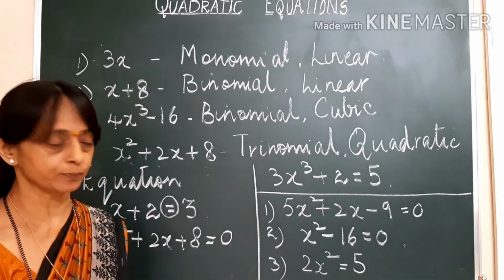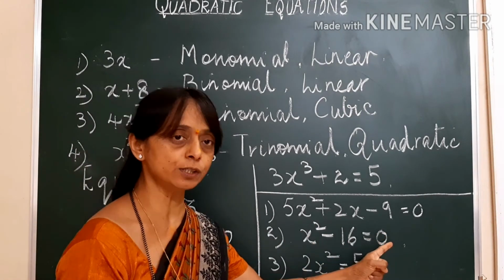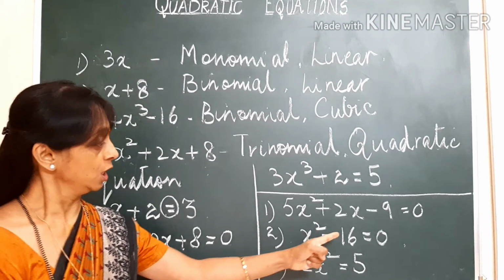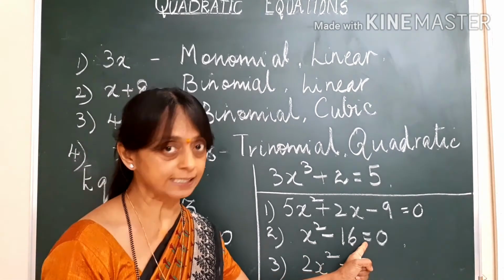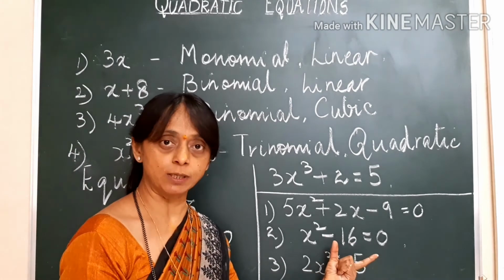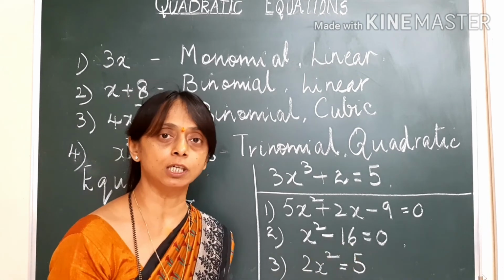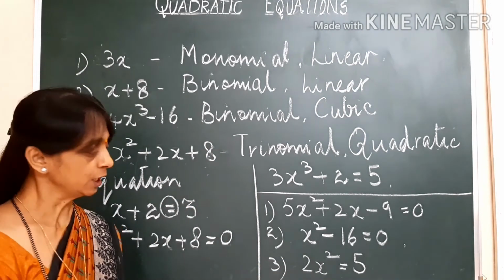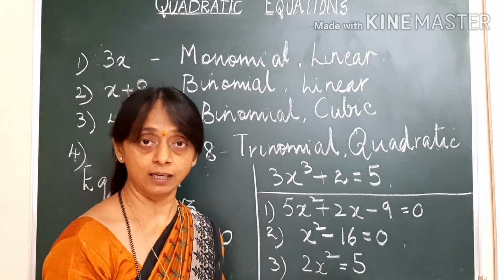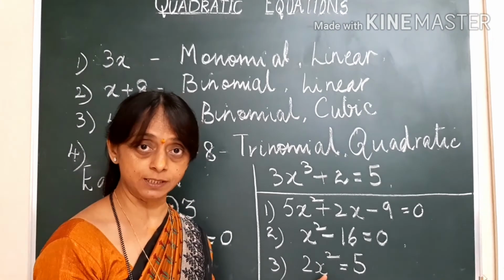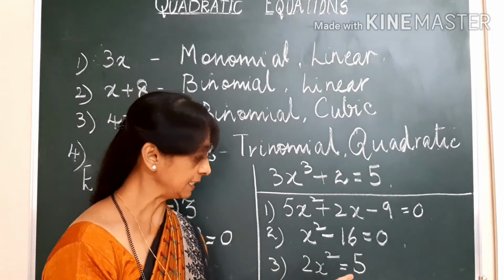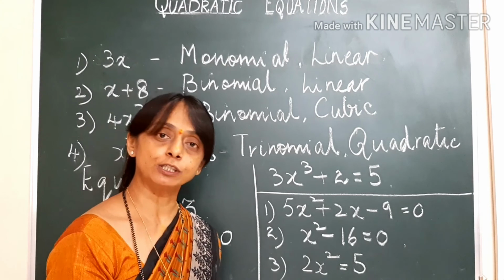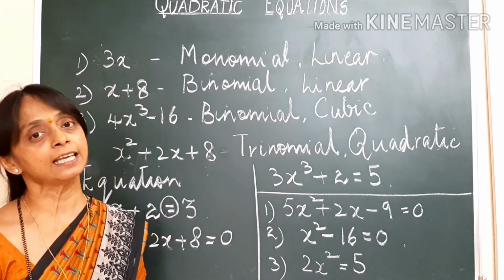The second one, x squared minus 16 is equal to 0. The highest degree of the variable x over here is again 2. You can see an equality symbol. So this mathematical statement can also be termed a quadratic equation. The last one, children, 2x squared is equal to 5. Again, this mathematical statement contains an equality symbol. The highest degree of the variable x is 2. So definitely it is a quadratic equation.